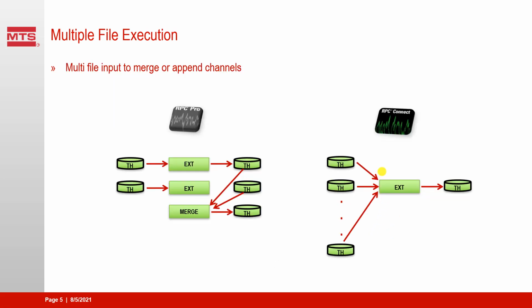The main idea is that in our old products like RPC Pro, which is shown here as an example, we had one time history file. We went into the channel extract tool, extracted the channels we were interested in, did the same process with a second time history file, did the channel extract, and then we opened another tool, merge and append in this case, and then created our final time history file out of the channel extracted single time histories. In RPC Connect now, it is possible to use multiple time histories, do the channel extract, and then get the final time history file right away.